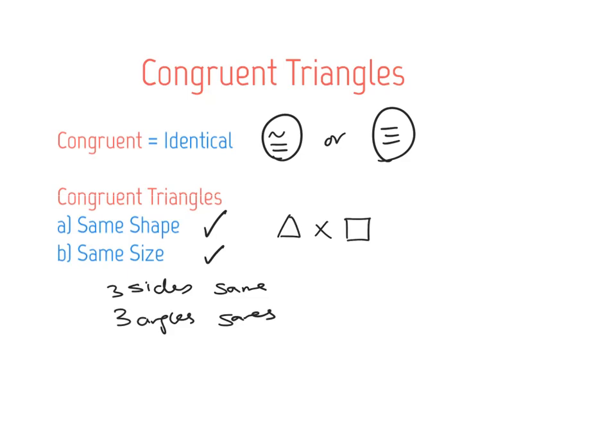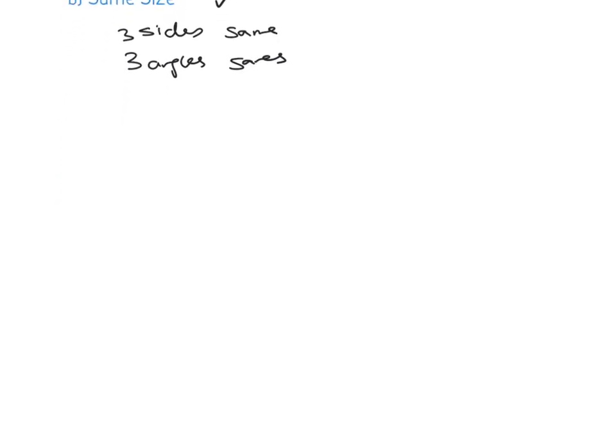However, each time measuring the sides and also measuring the angles is not convenient. So instead we have 5 sets of rules that we could use to test whether or not our triangles are congruent. The first rule is called the SSS Rule, which just means side, side, side.